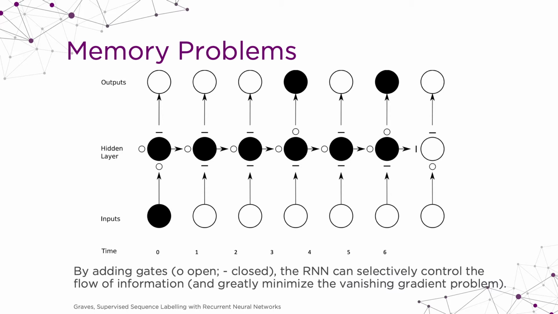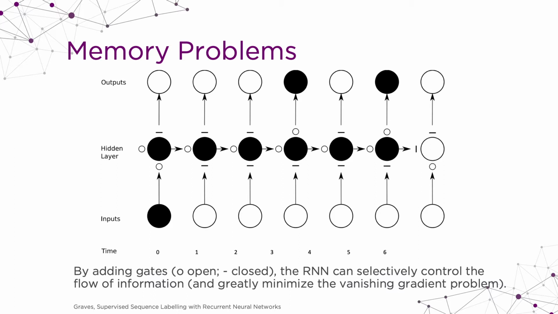You see that now in this example, with the gating, I'm controlling the information, and it can stay alive for a longer term. When we have a circle, that means the gate is open, so the information is flowing. When we have a dash, it means the information cannot flow, so it cannot go there.